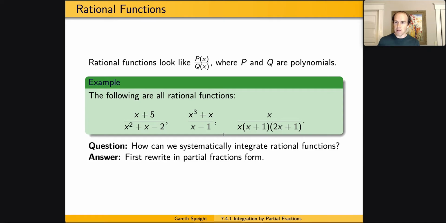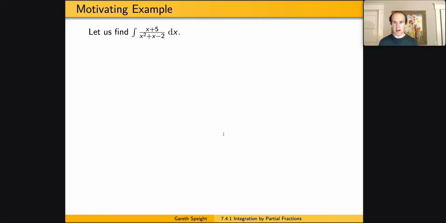Sometimes, as we saw with trig functions, if you rewrite something in a different form, even though you're just doing an algebraic step to write the same thing in a different way, that step can make it easier to integrate. It's going to be the same thing with rational functions. Partial fractions form has a very specific meaning that we'll see in a little bit. But before we do that, let's see how it works in an example, as a motivation.